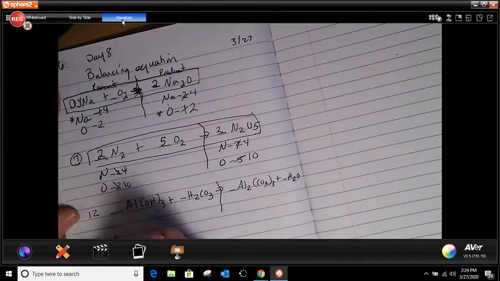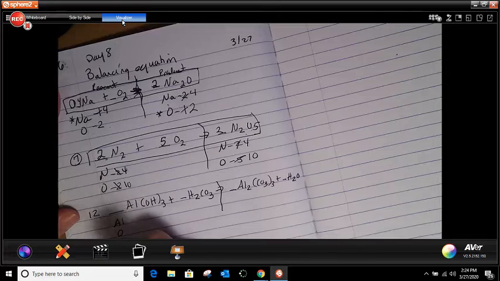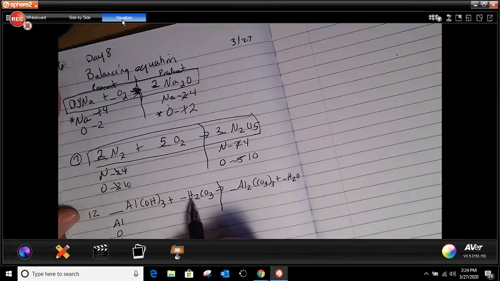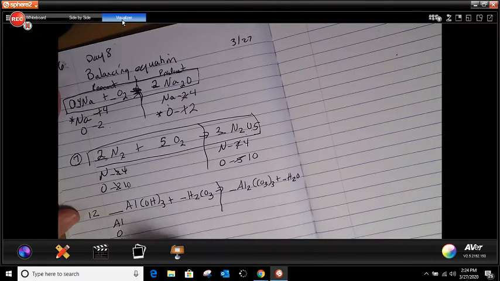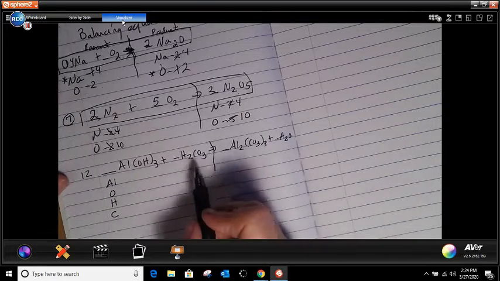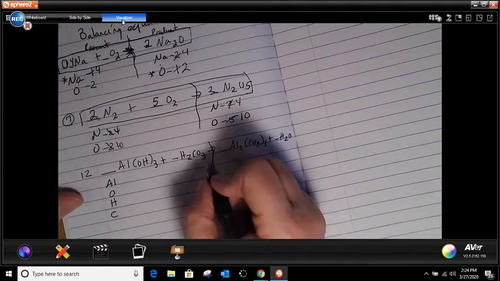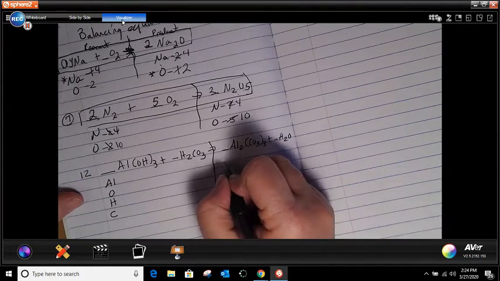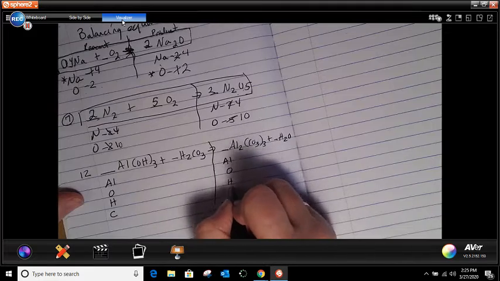Draw my line. I have Al, I have O, I have H. There's another H, I don't have to put it. C, right? That's another O. I don't have to put it. So then I'm going to do the same thing on this side: Al, O, H, and C.